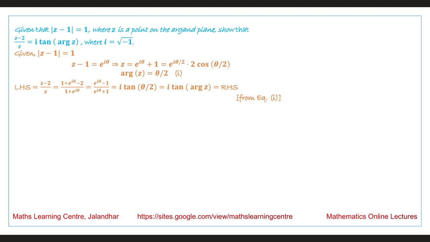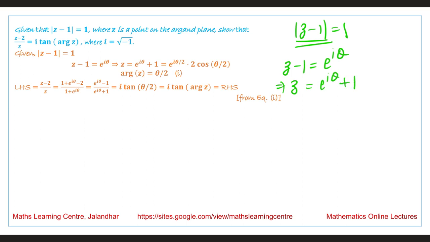So based upon this, we have a problem over here. It is given that mod of z minus 1 is equal to 1. Now from our previous result, we know that this means z minus 1 is of the form e raised to the power iota theta. It means z is equal to e raised to the power iota theta plus 1, and this is equal to e raised to the power iota theta by 2 into 2 cos theta by 2.